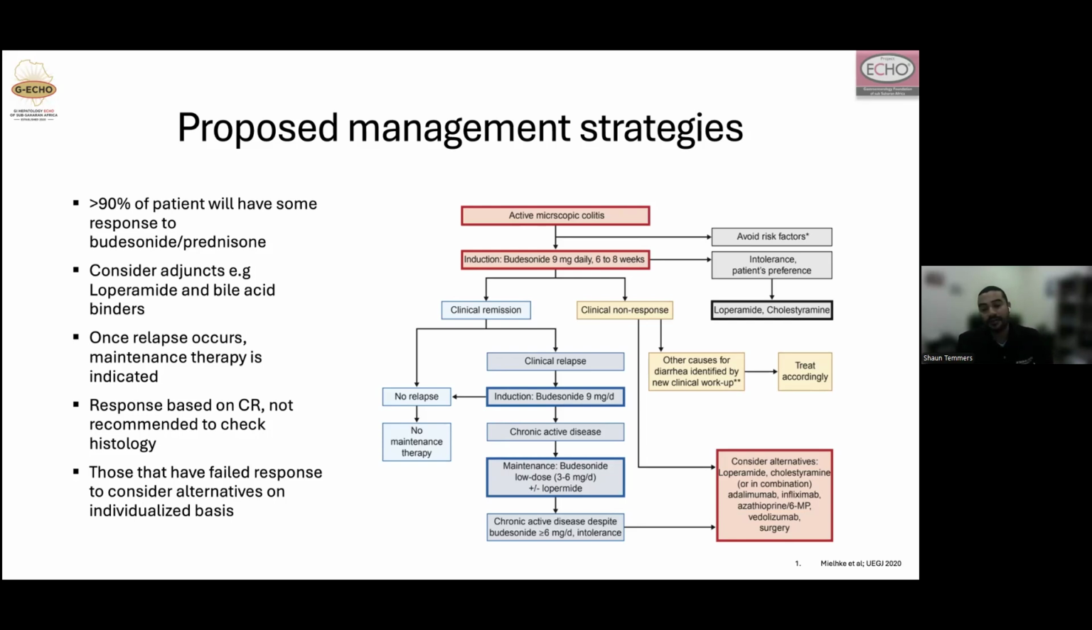In patients that have failed maintenance therapy with budesonide, you can use alternatives, but the alternatives that are available are our normal armamentarium of immunosuppressive drugs and biologics that we have available. These were all used on a single case-by-case basis with variable outcomes for these patients. Surgery has been tried for some of these patients, also with non-favorable outcomes.